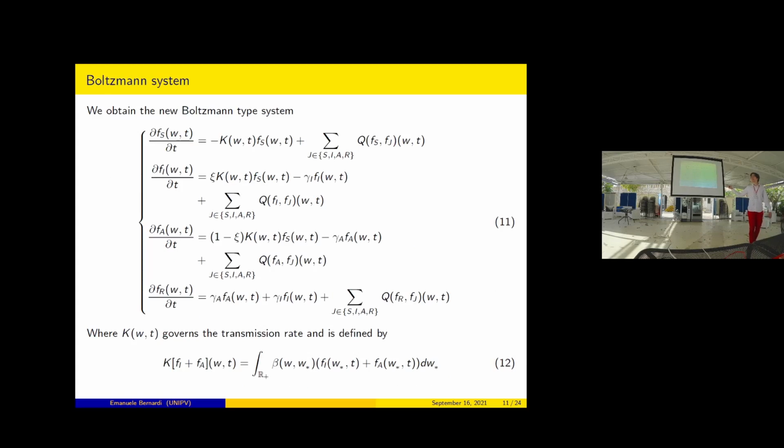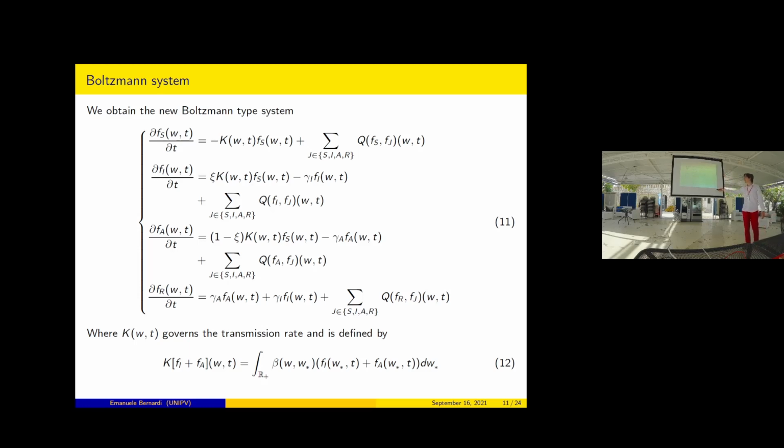And now we have obtained a Boltzmann-type system that is composed of 4 different Boltzmann-type equations, but this time these equations are not spatially homogeneous anymore, since we also have a reaction term that is due to the epidemic dynamics.